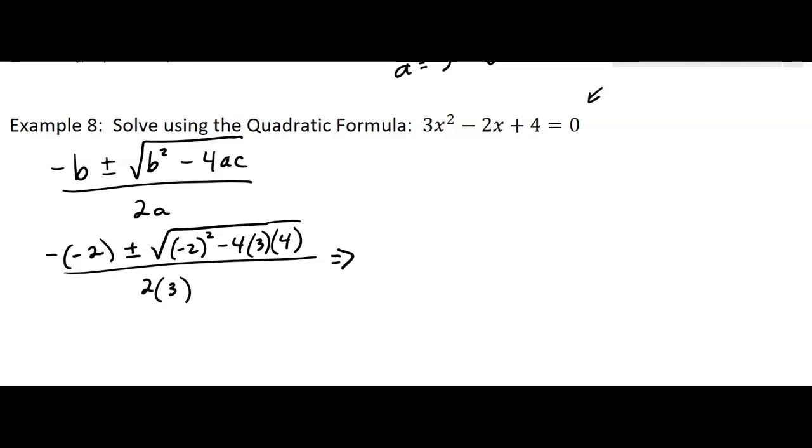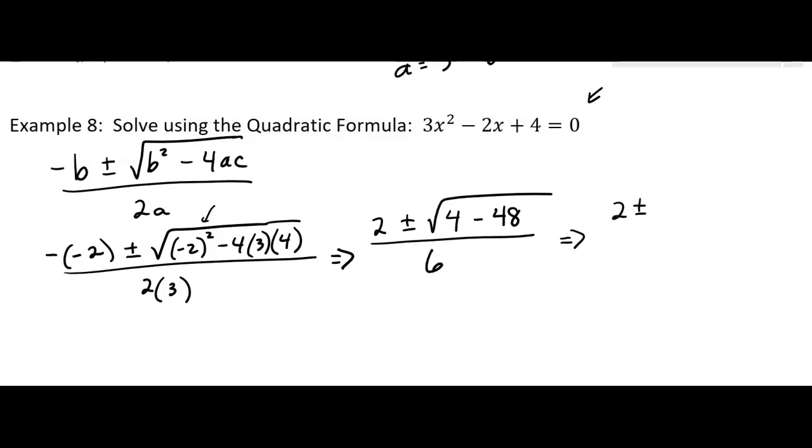So the opposite of -2 is 2, plus or minus. Then I'm going to do the squaring part, which is 4, minus, and then I have 4 times 4 times 3. So 4 times 4 is 16, 16 times 3 is 48. So I would go with that, all over 6. Okay, and then I'm going to have 2 plus or minus.